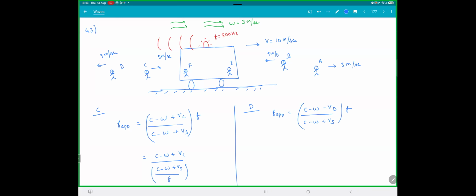Let's try for E and F. E and F are interesting ones. E and F will be good theoretical questions. They will make a statement like this. Since relative velocity for E and F is zero with respect to the source, the frequency doesn't change. Listen to the statement. Since the relative velocity between E and the source is zero, he will hear the same frequency. What do you think about this statement?